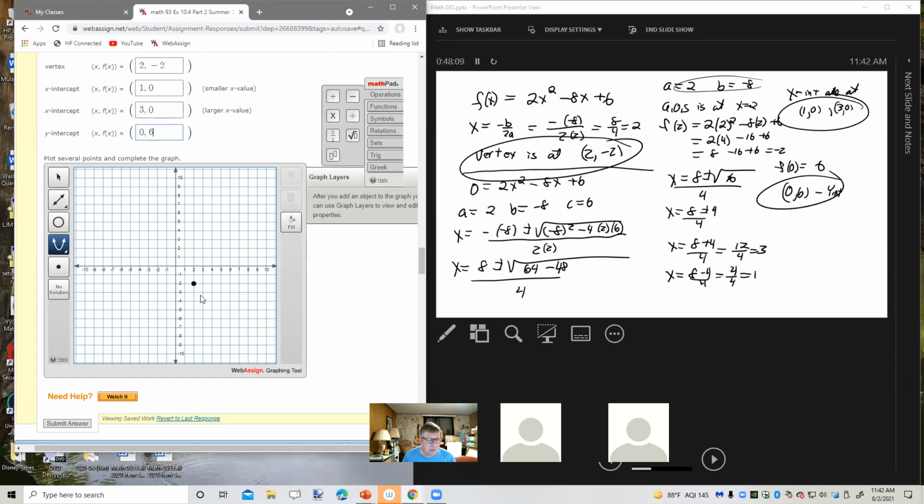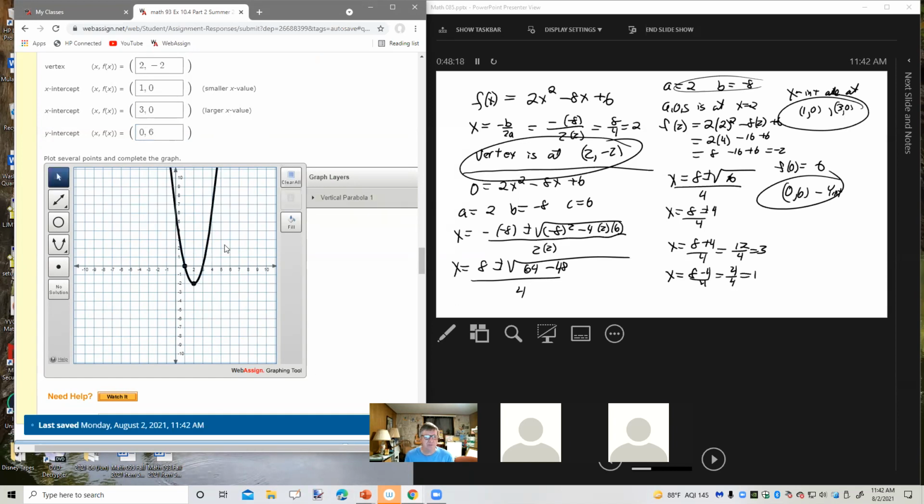Now, I've already plotted the vertex. I could plot any of these other points. Let's just do 1, 0. So that's right there. Okay, there's my graph. All right. Any questions about that?